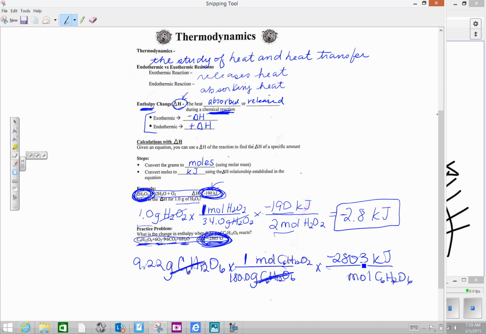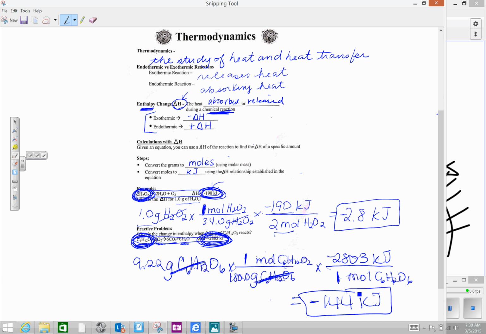And then the mole value comes from the coefficient on that substance. So for this one, the coefficient is a 1. So for this problem, it does end up being 1, but it's not always. It has to be the coefficient. Multiply that out, and we're going to get negative 144 kilojoules of energy.